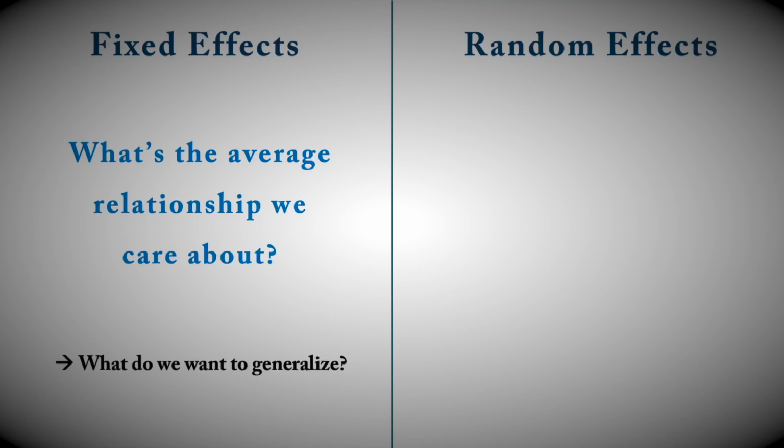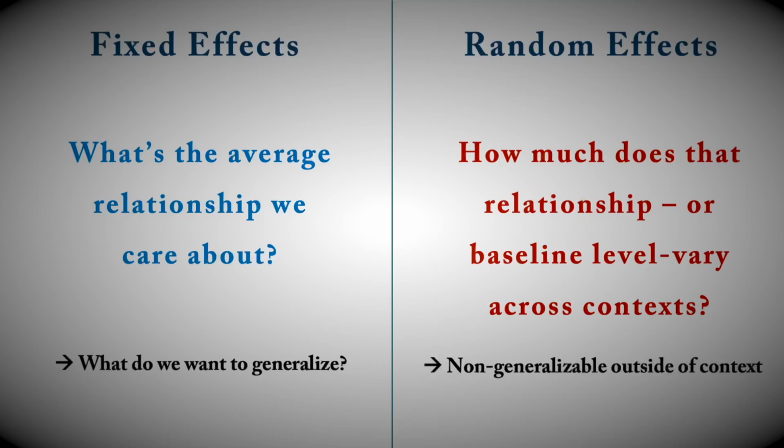What do we want to generalize beyond context? And then we have the random effects that answer how much of that relationship or baseline level varies across contexts. Now, I do want to say a word about this label of random because I feel like it's a little bit misleading, because the effects in this group are not random in the way that we think about the everyday sense of the word. They actually represent systematic differences across people, teams, or settings.